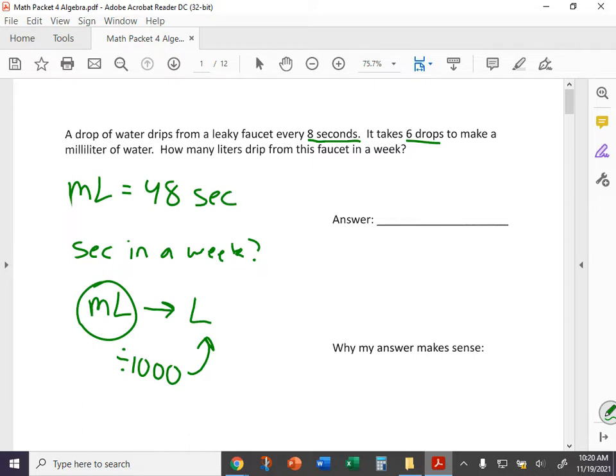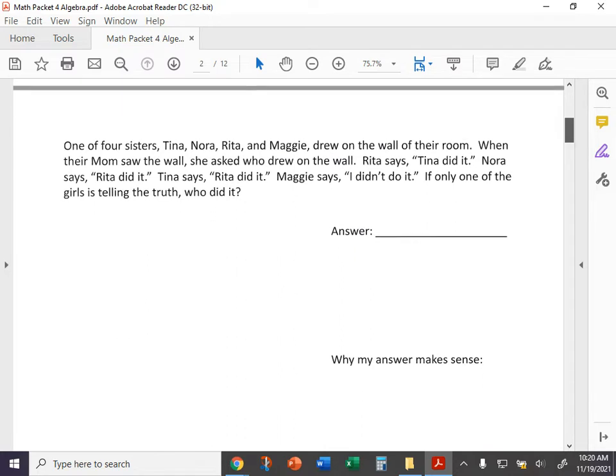So a couple of conversions here. 1 milliliter every 48 seconds. Calculating the number of seconds in a week will allow you to calculate the number of milliliters in a week, and then convert that to liters by dividing whatever that number is by 1,000. So that should get you started. If you have any other questions, shoot me an email.